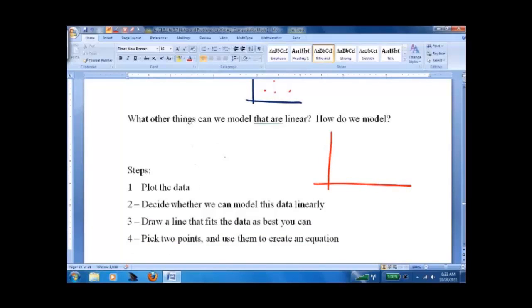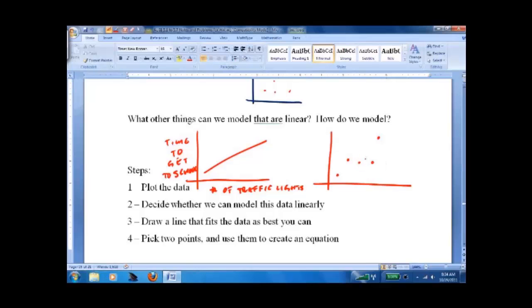Could do a simple model of traffic lights. So time to get to school if you drive, and number of traffic lights. The more lights you go through, the longer it takes to get to school. How do we model? Well, usually we just get some data points. For instance, on number of traffic lights, we'd have to ask a ton of people, how long did it take you to get to school, and how many lights did you get through? And we plot them, and then we do the best we can, trying to put the curve through them.